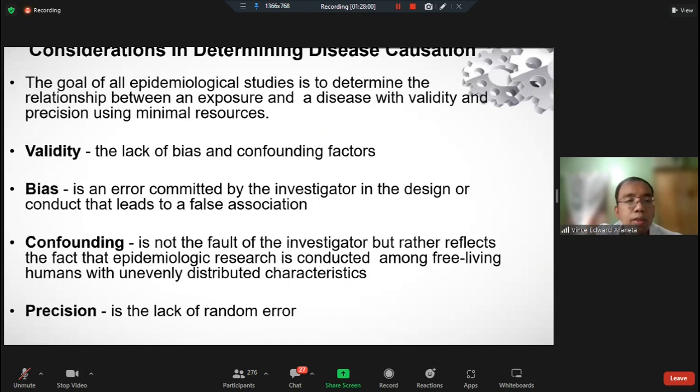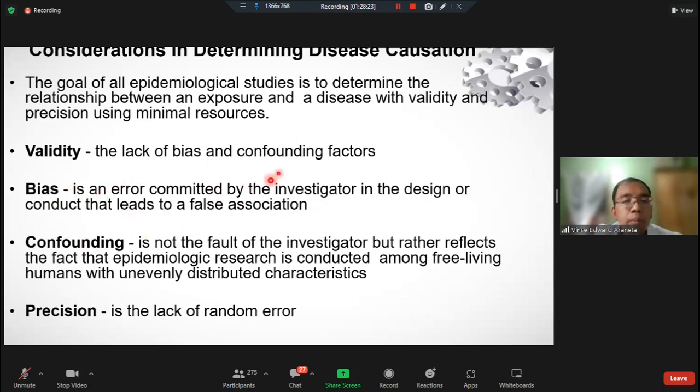So next, just additional information, the considerations in determining disease causation. The goal of epidemiological studies is to determine the relationship between an exposure and a disease with validity and precision using minimal resources. So meaning you have to take this into account, like what is validity? There's lack of bias and confounding factors.